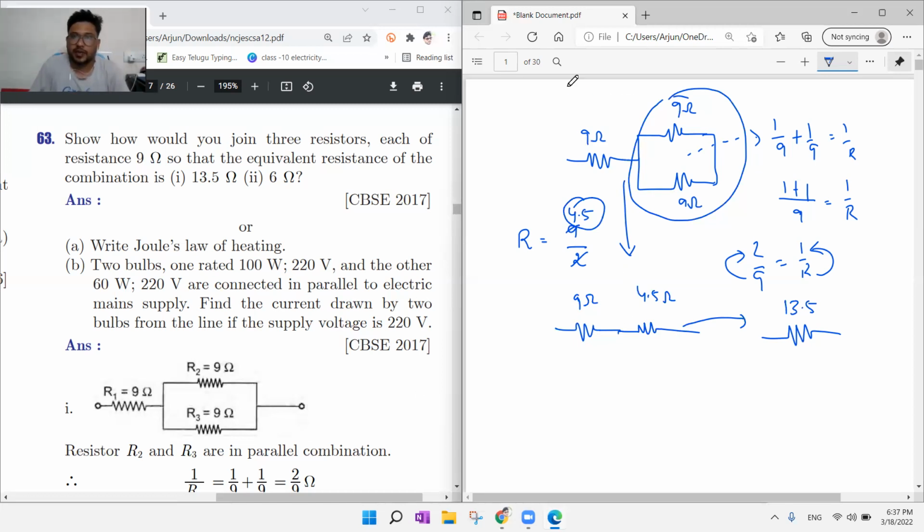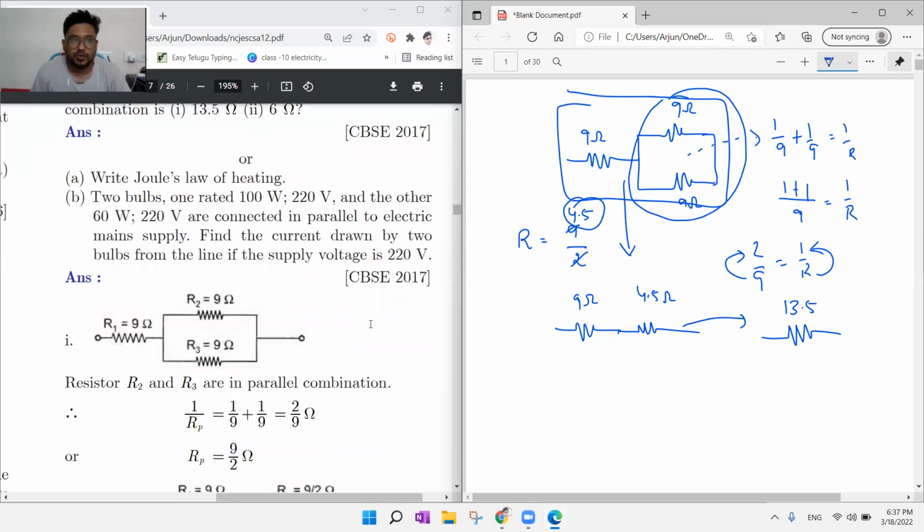So like that we need to solve. This is the diagram we have to draw. That's it, we have to draw it and then solve. Then they have asked for 6 ohm. So how do we do it with a 6 ohm resistor?